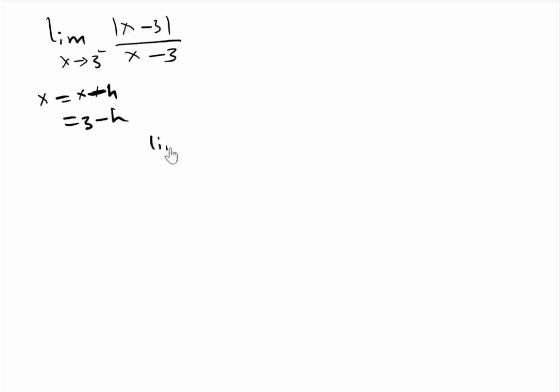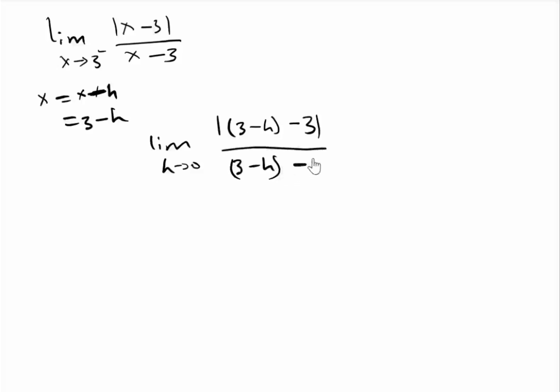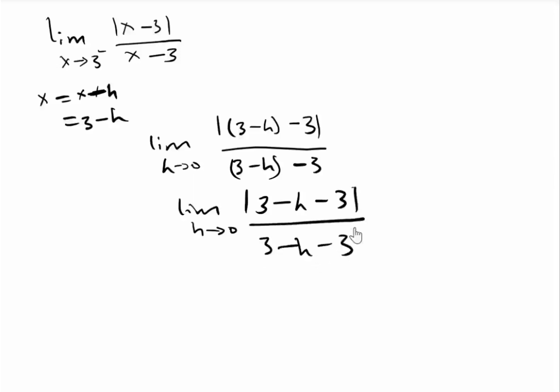Therefore, this is the limit as h tends to 0 of the magnitude of 3 minus h minus 3, divided by 3 minus h minus 3. If you choose to open these brackets, we have the limit as h tends to 0 of 3 minus h minus 3 over 3 minus h minus 3. Then this negative 3 will cancel positive 3, same thing here. So we are left with the limit as h tends to 0 of the magnitude of minus h divided by minus h.